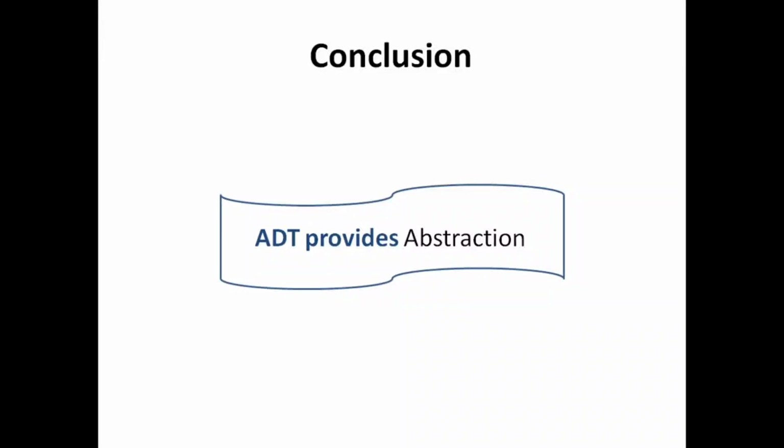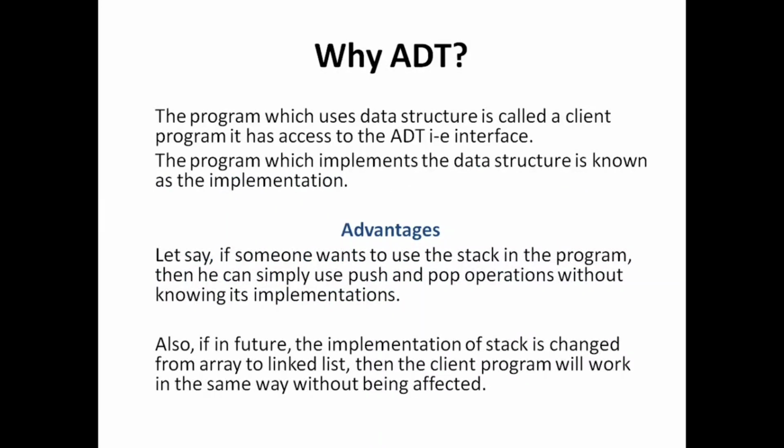So here the conclusion is that an ADT provides abstraction. Abstraction means hidden format or hidden data. Abstract data types provide hidden data. Like I have said before, we can change the implementation, for example from stack to linked list.